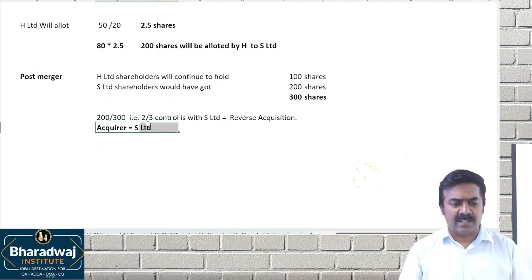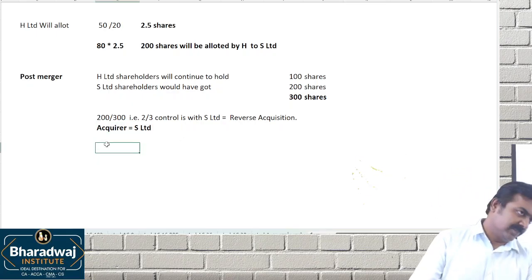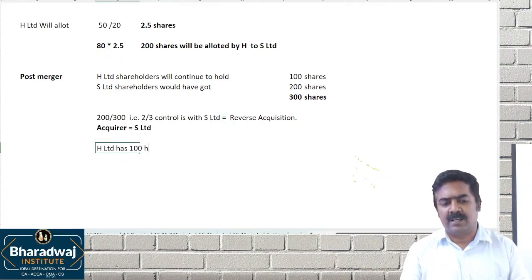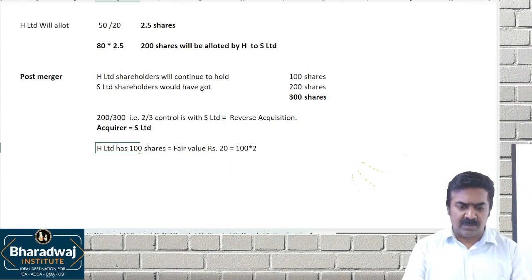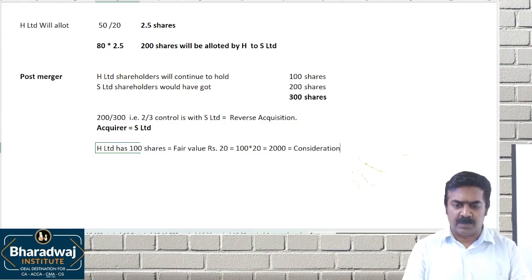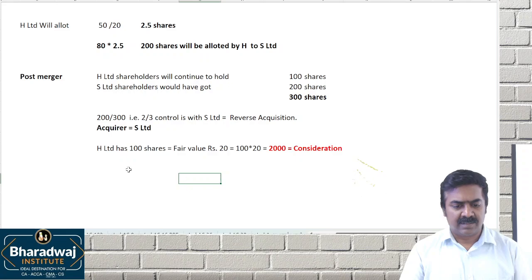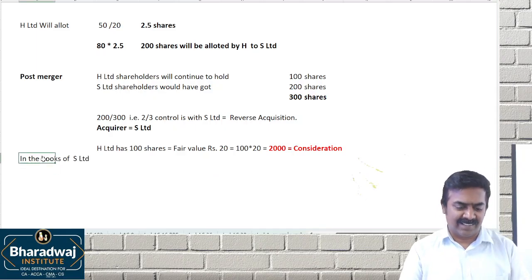If acquirer is S Limited, who is being acquired? H Limited. H Limited has how many shares? 100 shares. What is their fair value? Rupees 20. So 100 into 20, the fair value of the shares held by them, will be taken as consideration. This will be taken as consideration paid by them, in the books of S Limited, the acquirer.